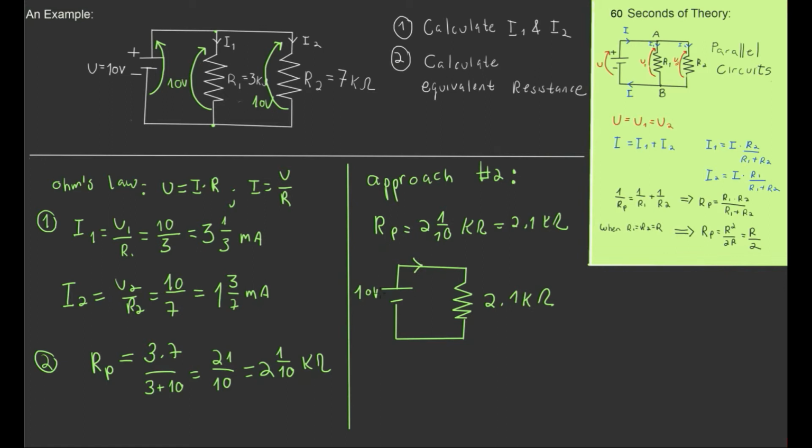Because we have just a voltage source and one resistor, and the total current, I total, becomes 10 divided by 2.1, and that equals 4.76 milliamps. So now we know what the total current in the original circuit was. It's the same total current. I'll write it down here.